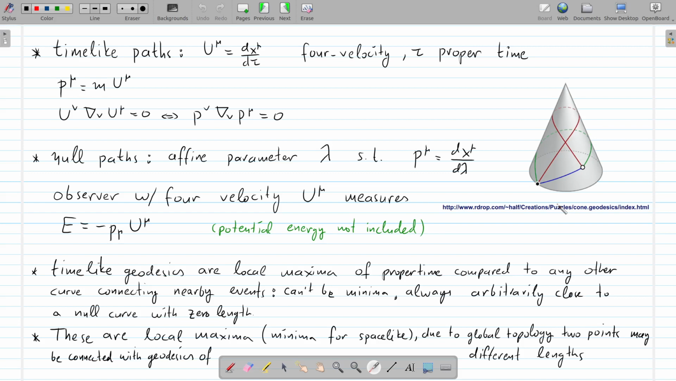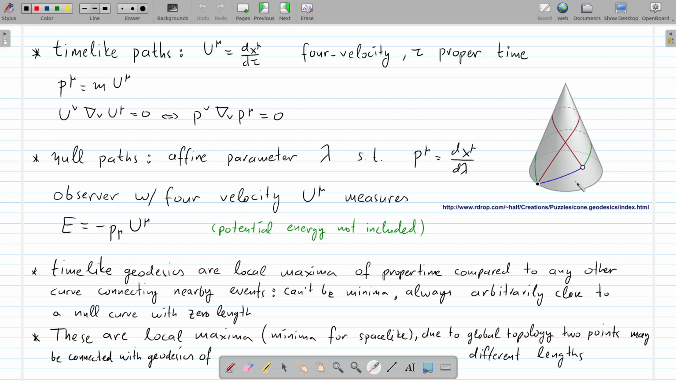Now these extrema will be local extrema, and the reason for that is that global topology may have 2 points be connected by more than one geodesic. In flat space, we know that any 2 points are connected by a unique geodesic, a straight line. But we already know, for example, if we live on a sphere, then the geodesics are the maximum circles, like an equator. And if we consider 2 points on that circle, there are 2 geodesics connecting them. One that has the small length and one that has the longer length.